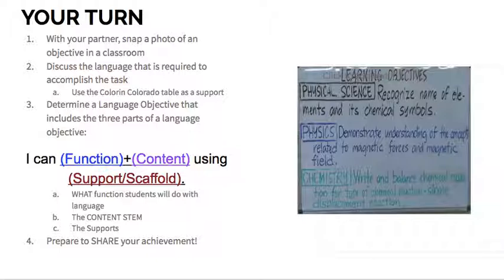So, what function will students do with the language? What is the content they're trying to learn? And what are the supports that are appropriate to help them to achieve that? We really hope in studying this that our teachers will feel a lot less pressure to throw in every random oracy strategy that they can think of, but instead will become much more focused and strategic around the language and the academic literacy they want students to achieve through oral language.